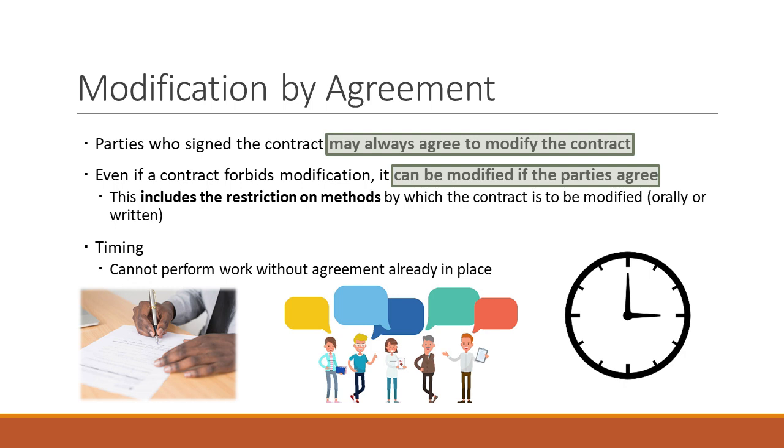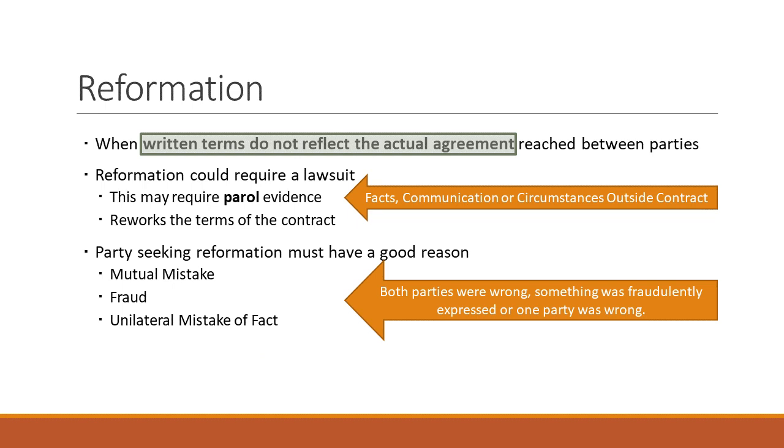Now, reformation is another way of changing the contract, only it's actually not technically modification. When you modify a contract, it's a change order, it's adding pricing, at least in the construction world. It's tweaking because there's something expanded, or there was a delay, so I get more money for my time of the delay, or other things. That's a modification or change order.